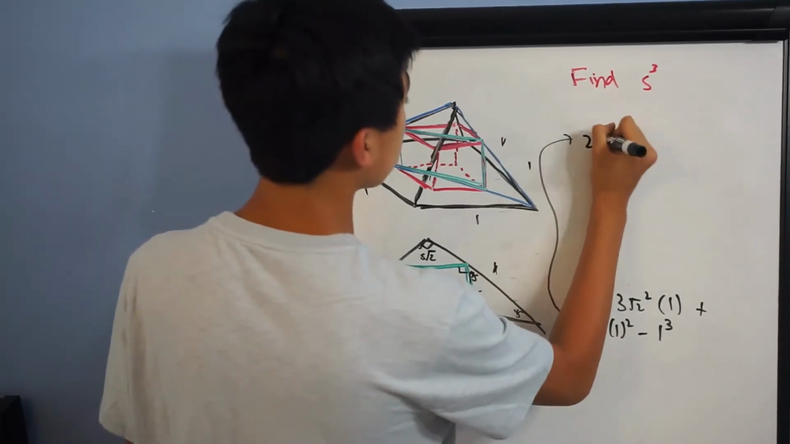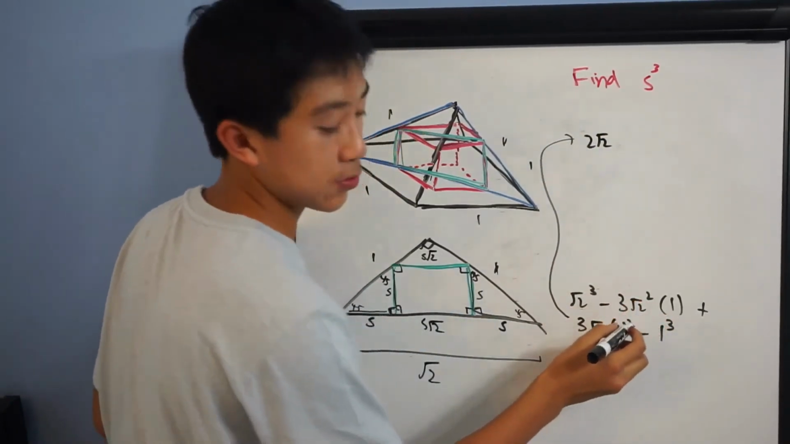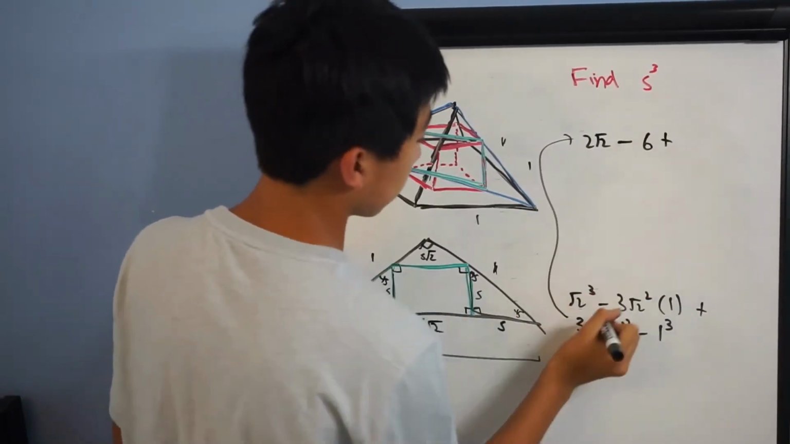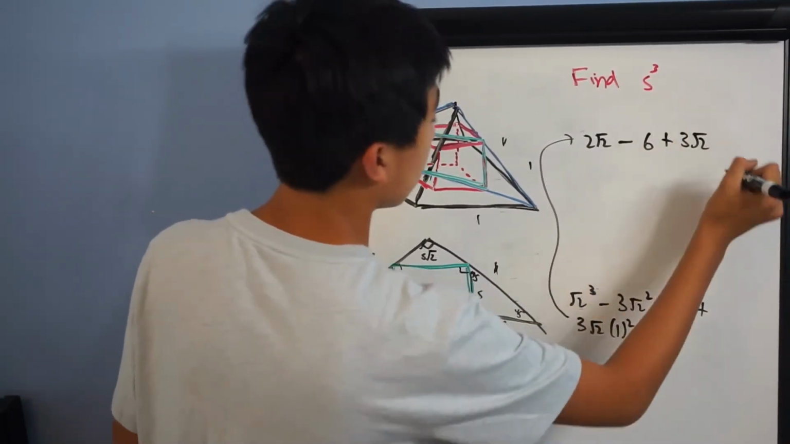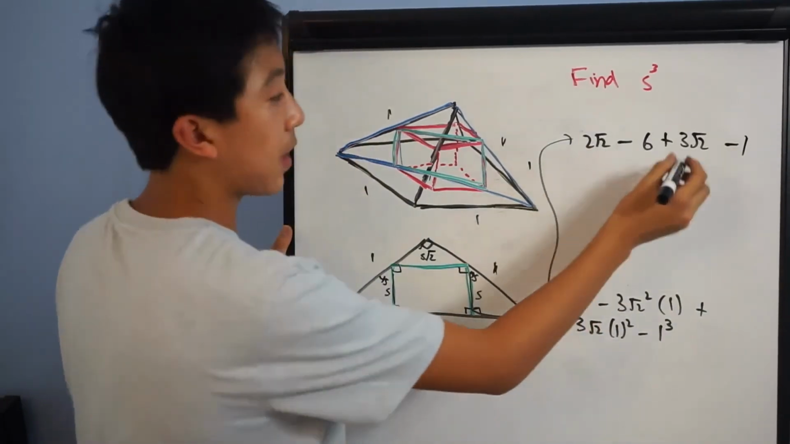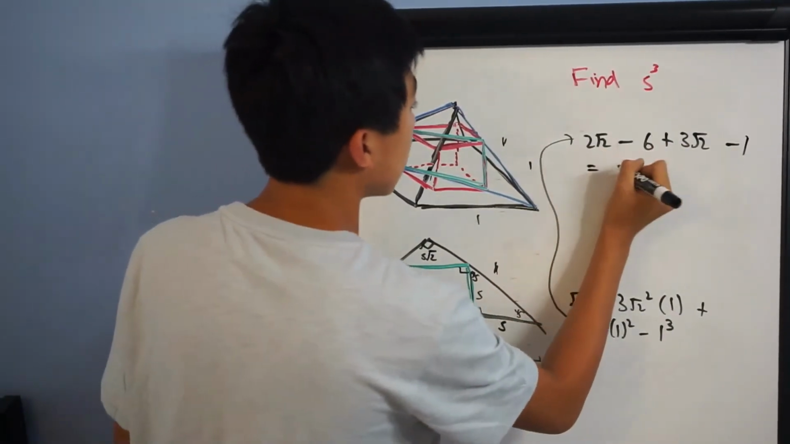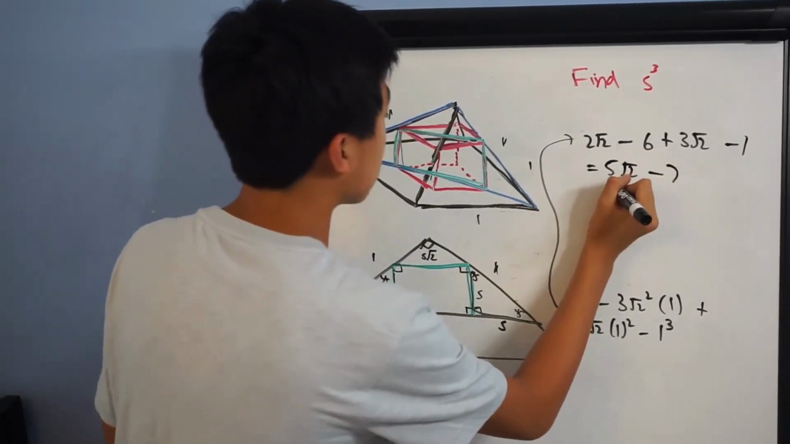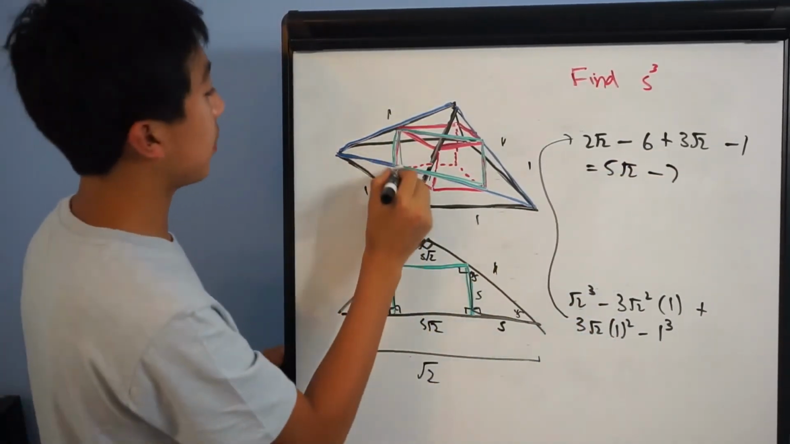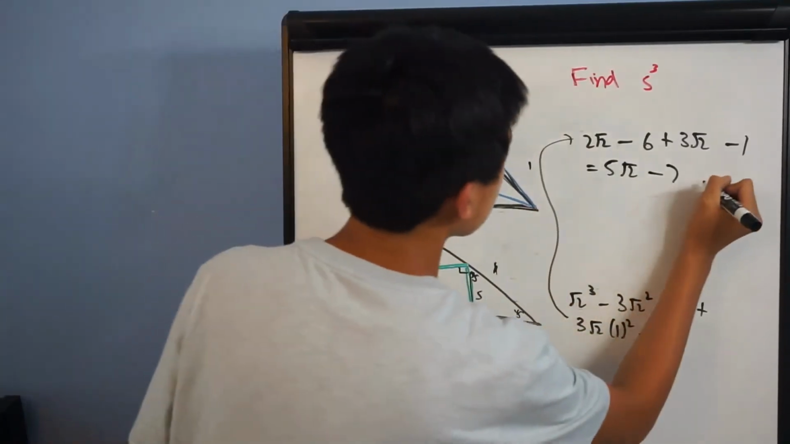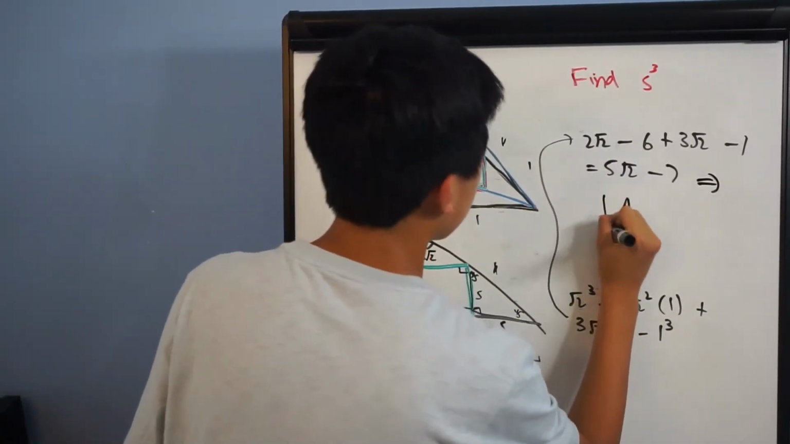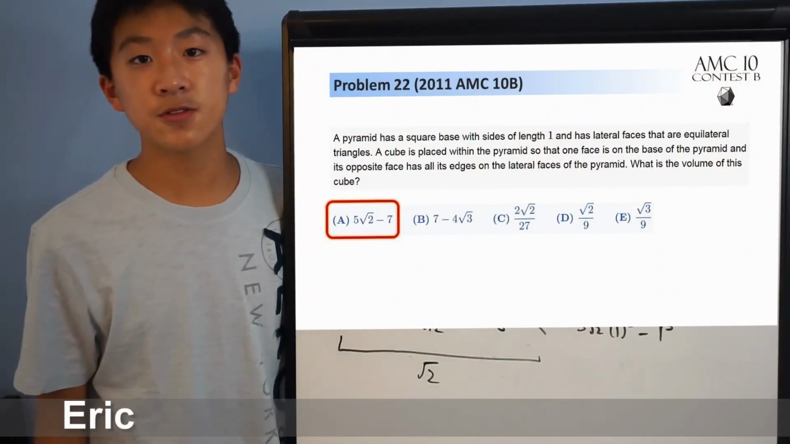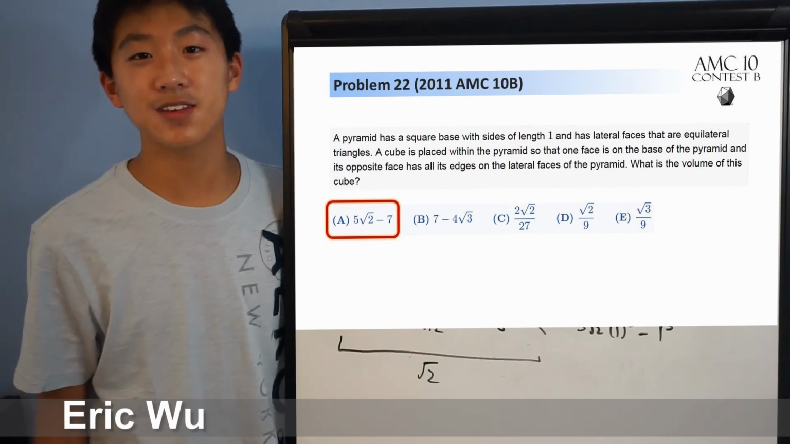Root 2 cubed is 2 root 2, minus 3 times root 2 squared, which is 2, so 3 times 2 is 6, plus 3 times root 2, minus 1. Combining similar terms gives us 5 root 2 minus 7. So our answer is 5 root 2 minus 7 for the volume of this cube here, which is answer choice A. Now we solved problem 22 on the 2011 AMC 10B. I'll see you guys next time.